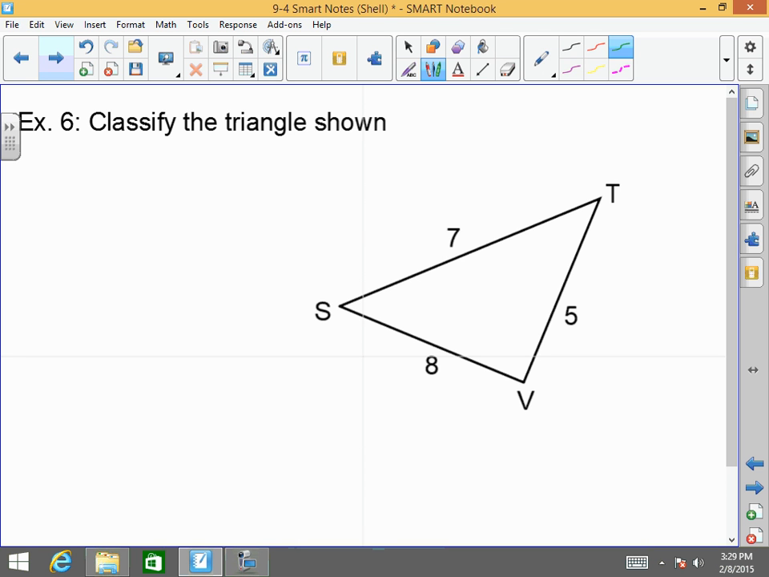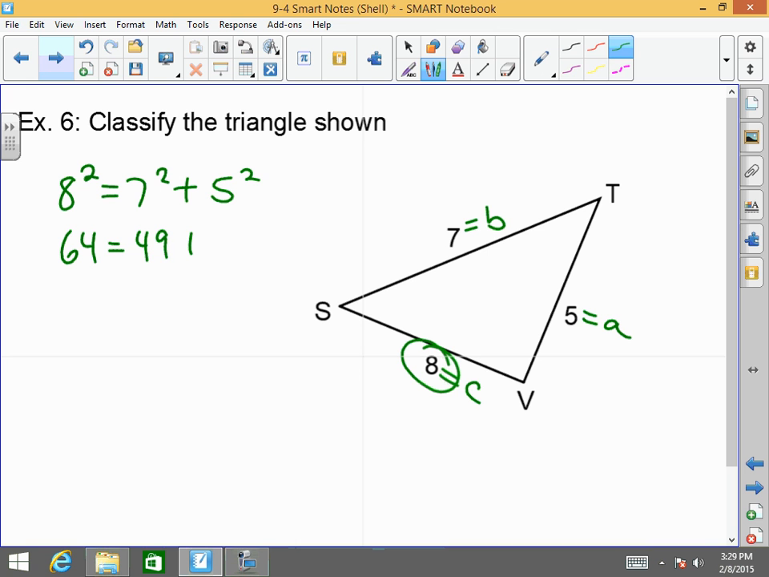Since we don't have a right angle, we can't say, oh, it's the side opposite the right angle. Always remember that your C is always going to be the largest side of the right triangle. So we're going to assume always that it's a right triangle, and we're going to use the largest side as C. So 8 will be my C, and then I can call this A and this B. And let's see what kind of a triangle we have. So we've got 8 squared equals 7 squared plus 5 squared. So 64 equals 49 plus 25.